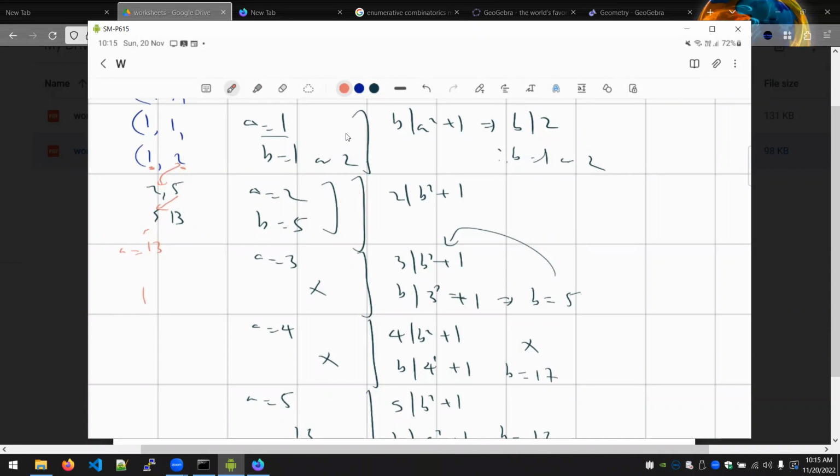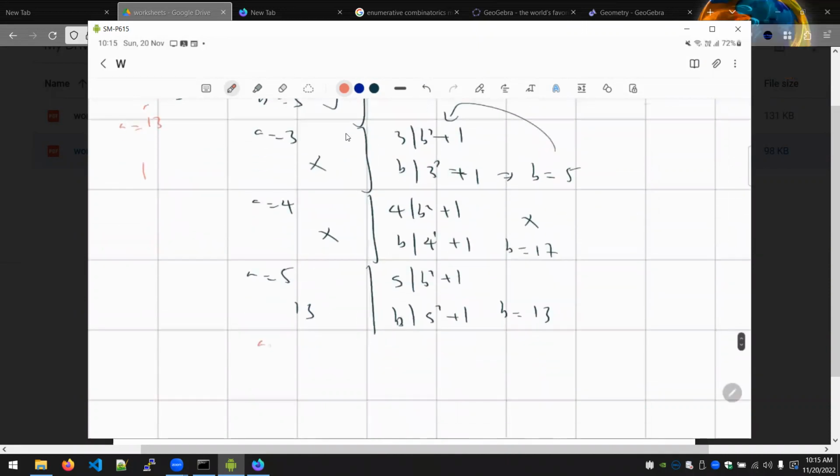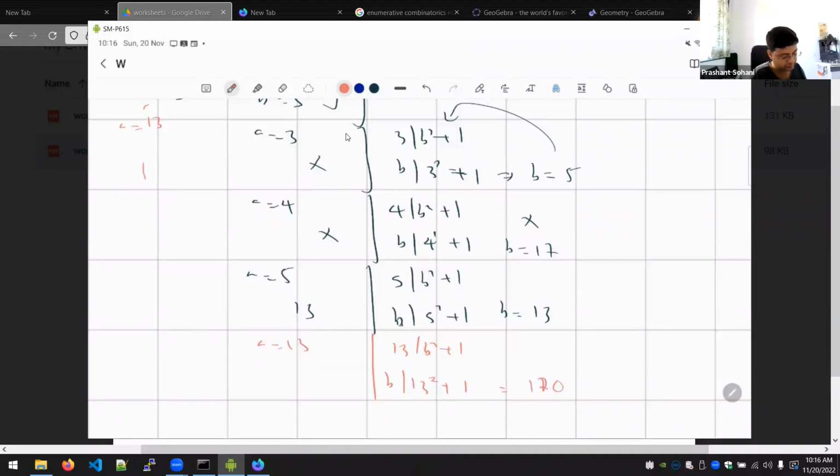For 13, I'm not getting any solution. Okay. So 13 has to divide B squared plus 1, and B has to divide 13 squared plus 1. So that is 170, right? So what are the factors of 170? 170, 85, and 17.